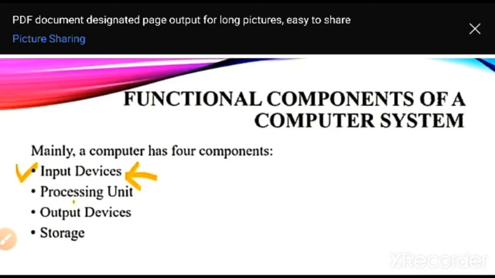Last one is storage. After the output, sometimes the output is also stored in computer memory, and the role of storage is to store the particular data.